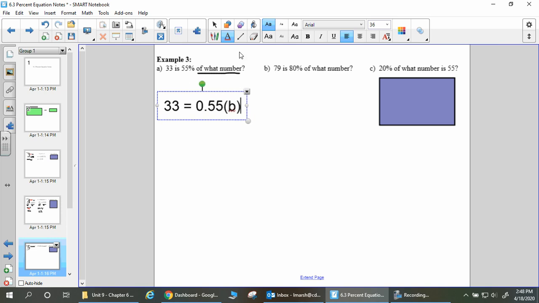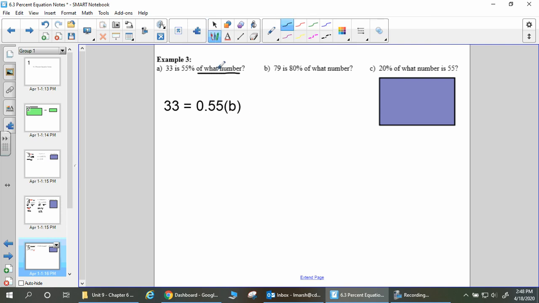So I'm just going to use letter B like we did before. We need to divide by our decimal this time, right? We're getting B by itself. That means divide both sides by 0.55 in this case. 33 divided by 0.55 is 60. This is not a percent, so we just leave our whole value that we got.